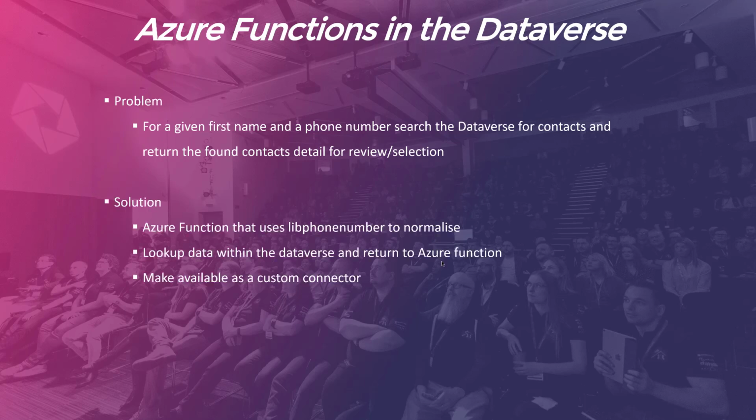So as I said, the solution is going to use an Azure function that uses libphonenumber to normalize the phone numbers. We're going to look up the data in the Dataverse and we're going to return that. And then we're going to make that available as a custom connector, so it could be used inside of the Power Platform.